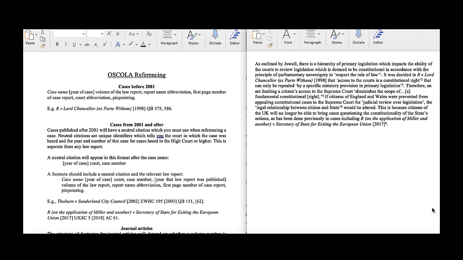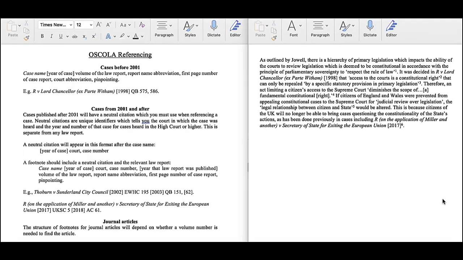The structure of the footnote will vary depending on the sources that you are referencing. Today we'll be looking at an example paragraph that references both primary and secondary sources. It's important that you use both primary and secondary sources in your work to allow you to achieve high grades in your assessments. When using OSCOLA referencing, you must use footnotes.